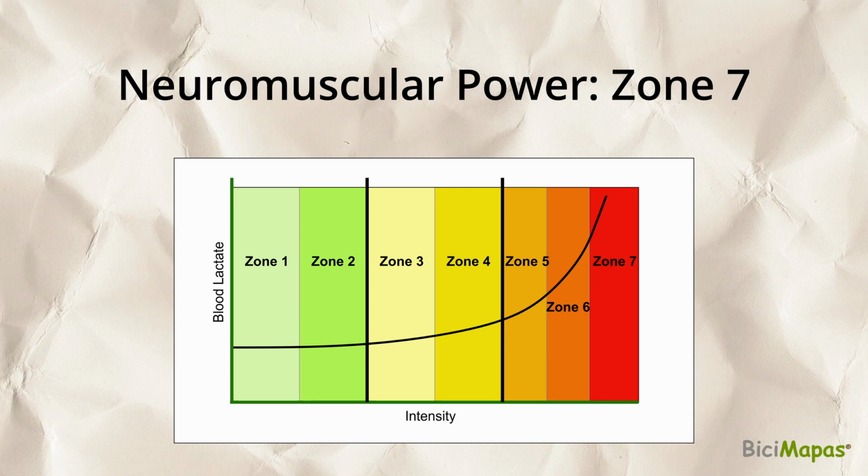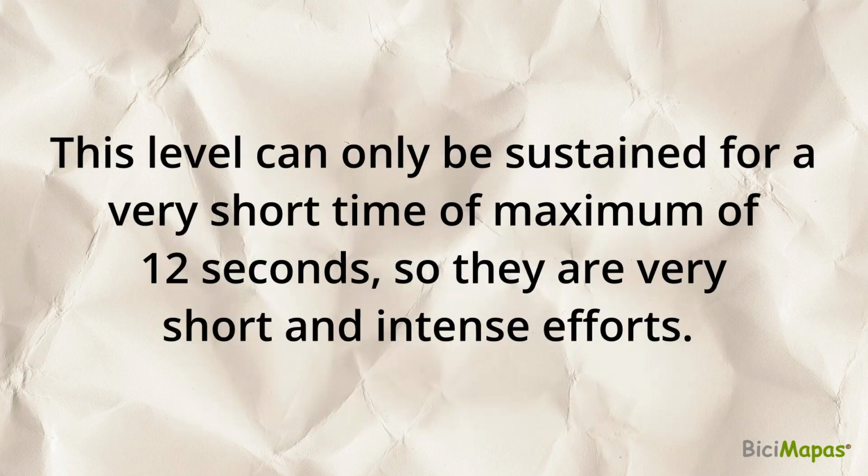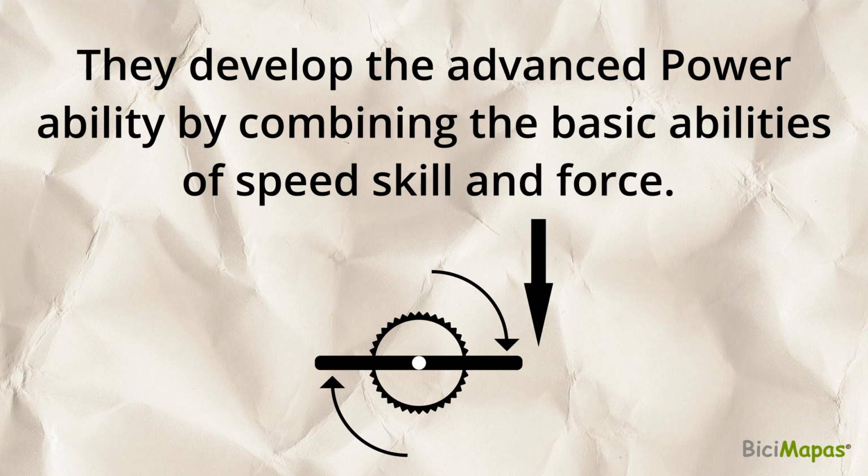Neuromuscular power rides are done in power zone 7. Heart rate is not useful for this intensity level. We will show you why later in the video. This level can only be sustained for a very short time, a maximum of 12 seconds, so they are very short and intense efforts. They develop the advanced power ability by combining the basic abilities of speed, skill and force.